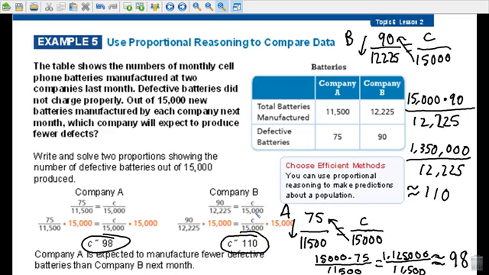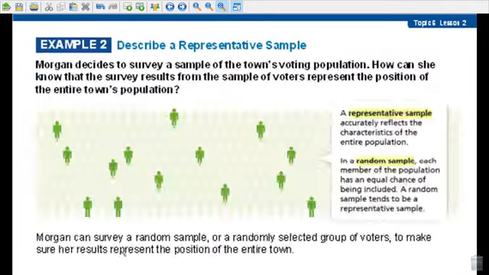You're right, company A. We should go with company A because they have fewer defective batteries. Okay, and these are just predictions. Until we check all 15,000 batteries, we are not going to know for sure which company has fewer defective batteries. But this is a good guess. Okay, so let's go to example one. Try it.